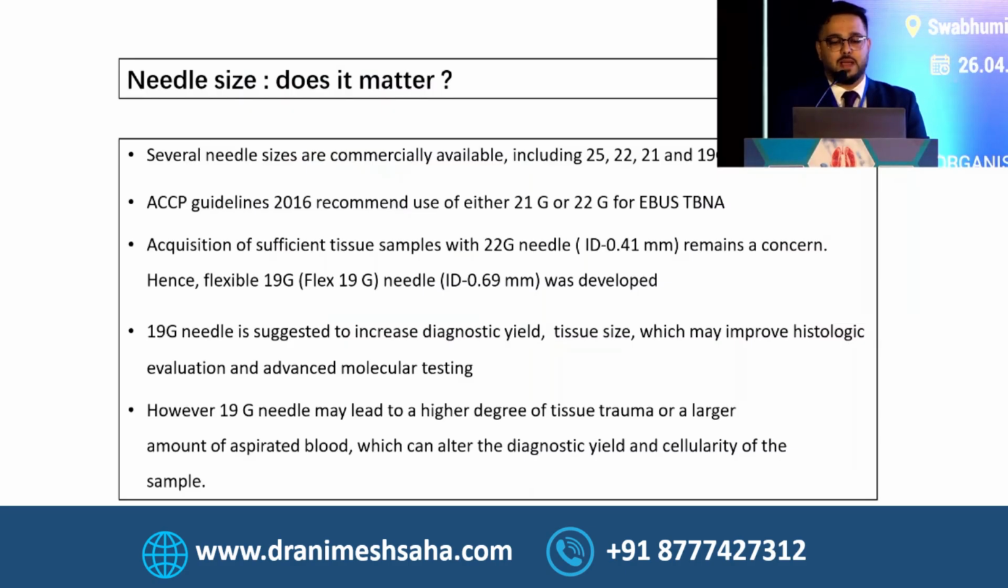So does the needle size matter when we are doing EBUS-TBNA? Needles come in various sizes, ranging from 25 to 19 gauge. The ACCP has given us a guideline that we preferably go for a 21 or 22 gauge for EBUS-TBNA. Now, with the advent of requiring more and more tissue, the flexible 19 gauge needle has also come into the foray. The 19 gauge needle was suggested to increase the diagnostic yield and tissue size, which may improve histological evaluation. But a higher degree of tissue trauma and more blood aspirate were noted when using a 19 gauge needle.